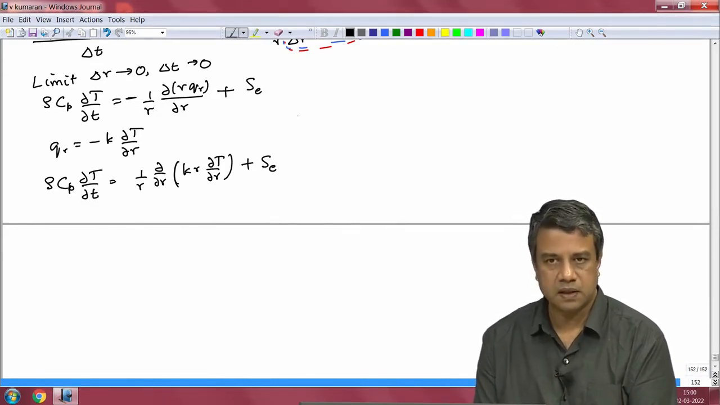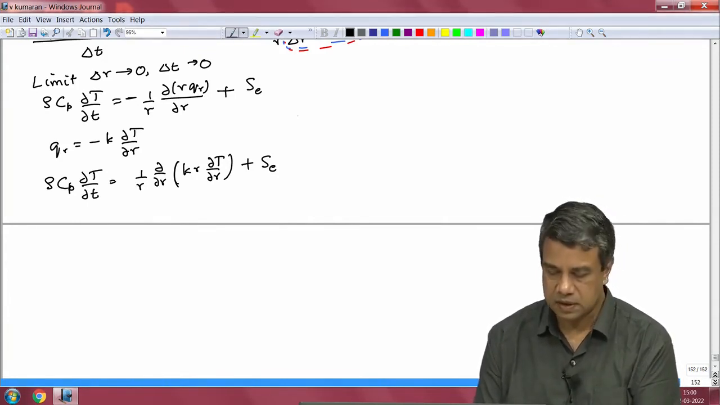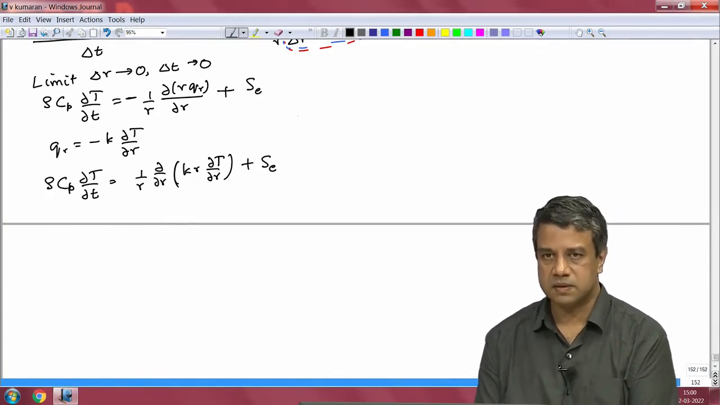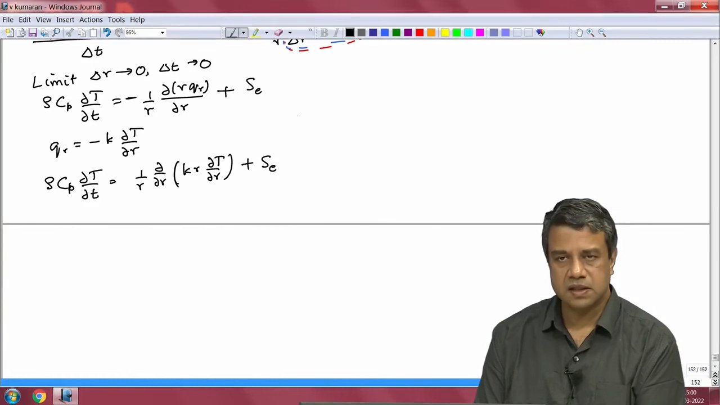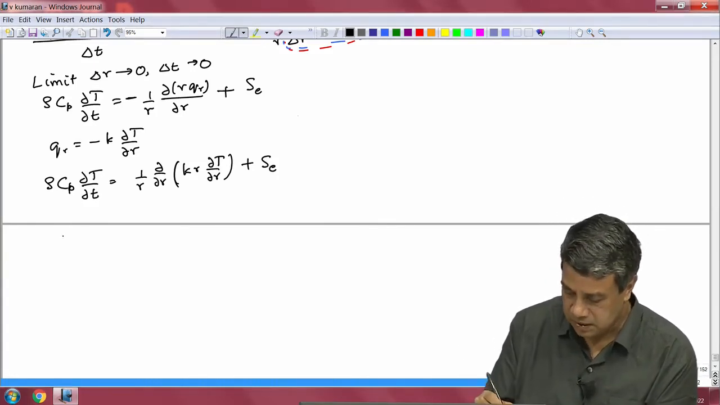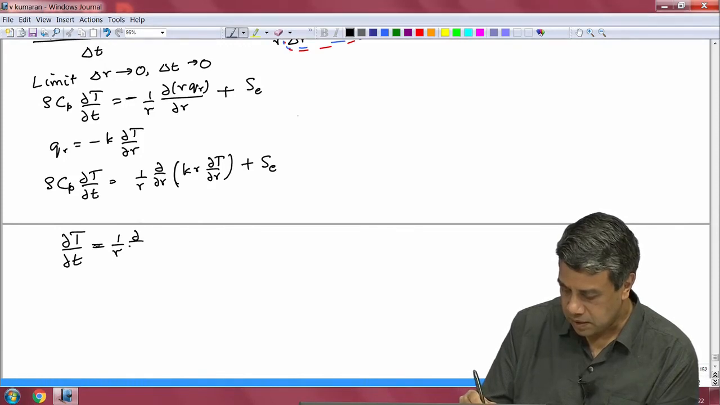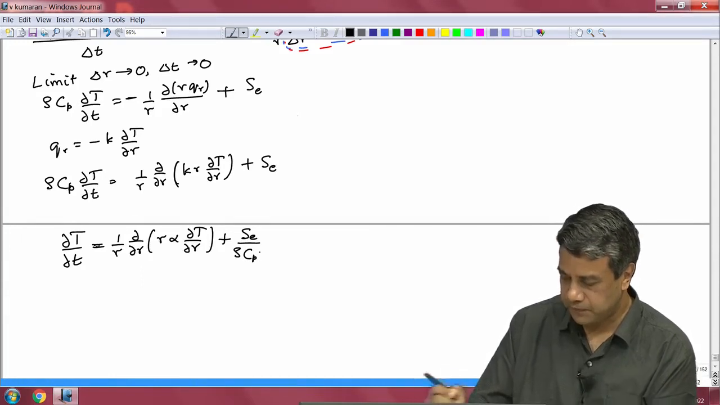If rho and Cp are constants, I told you earlier that for incompressible flows rho is a constant, and in many practical situations, including for ideal gases as well as for liquids, Cp can be assumed to be very nearly a constant. In that case, I can divide both sides by rho and Cp, and I will get partial T by partial t is equal to 1 by r d by dr of r alpha partial T by partial r plus the source over rho Cp.